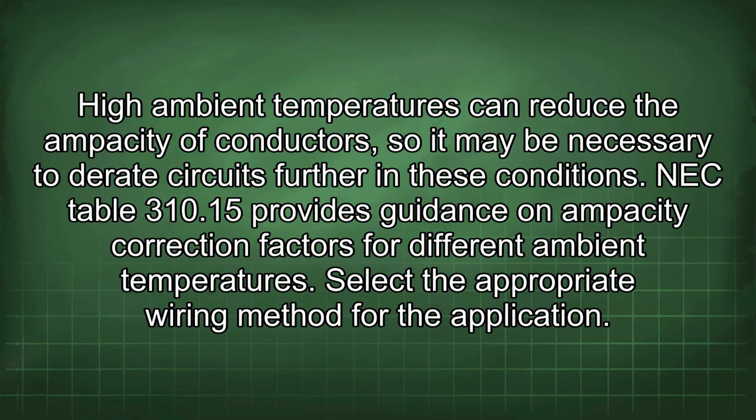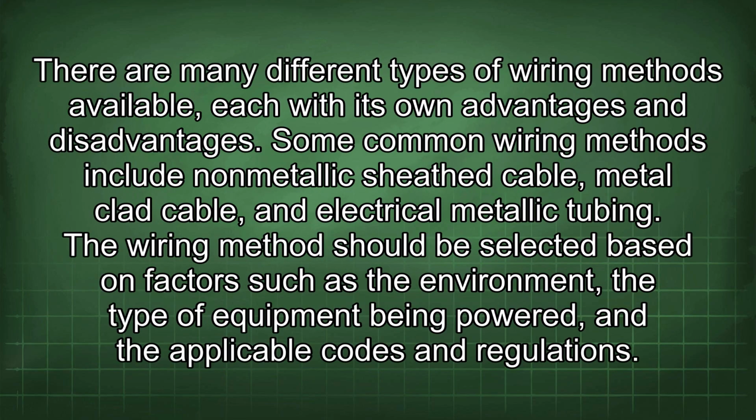Select the appropriate wiring method for the application. There are many different types of wiring methods available, each with its own advantages and disadvantages. Some common wiring methods include non-metallic sheath cable, metal clad cable, and electrical metallic tubing. The wiring method should be selected based on factors such as the environment, the type of equipment being powered, and the applicable codes and regulations.